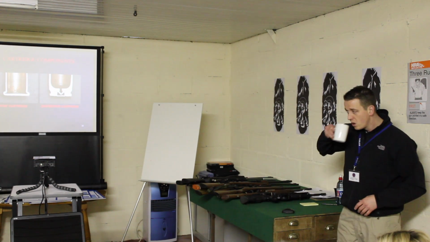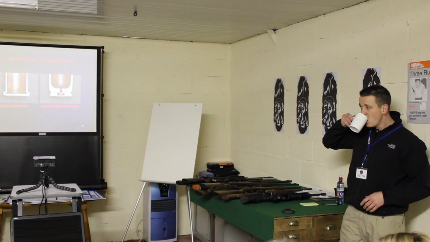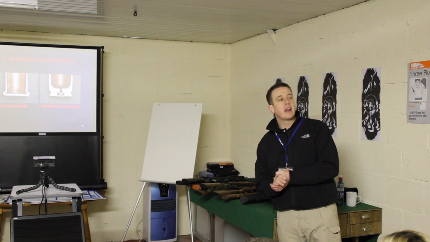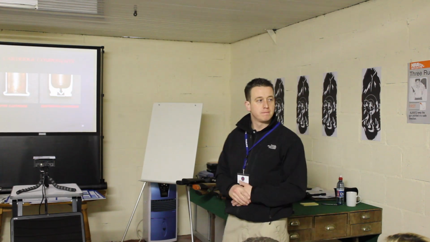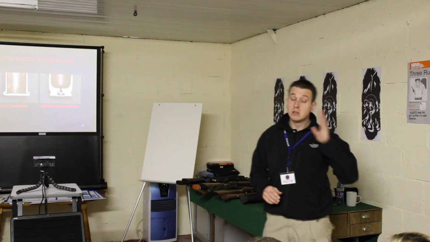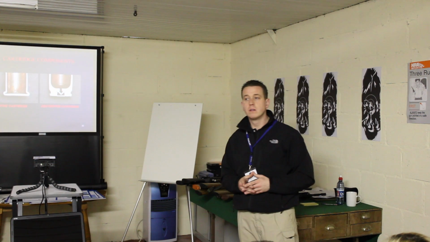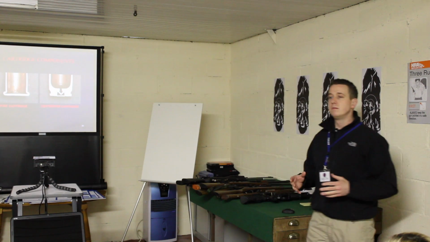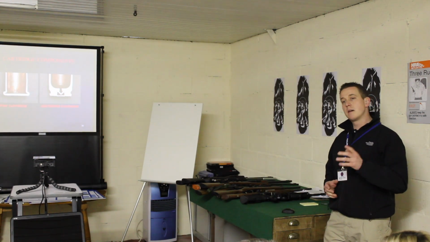Why would you put a metal jacket on? Any ideas why you use a full metal jacket round, an FMJ round? Any ideas? Distance. Distance is one thing. Larger animals, you have to go through bone maybe to get through. Yeah, that's a good point. Aerodynamics.